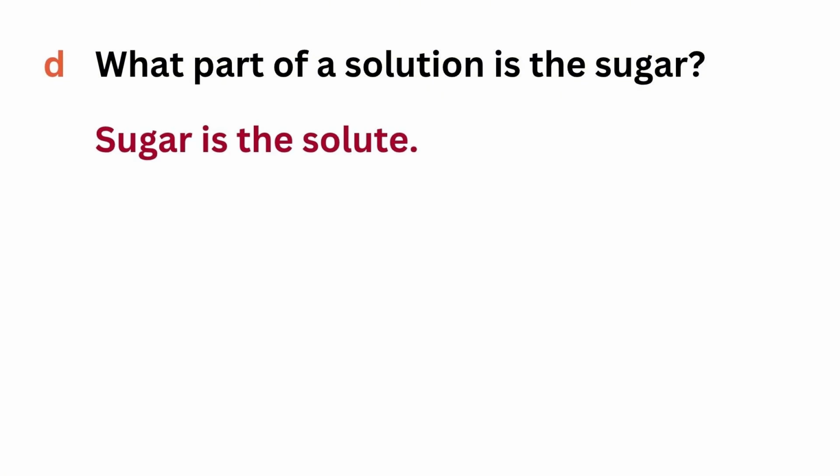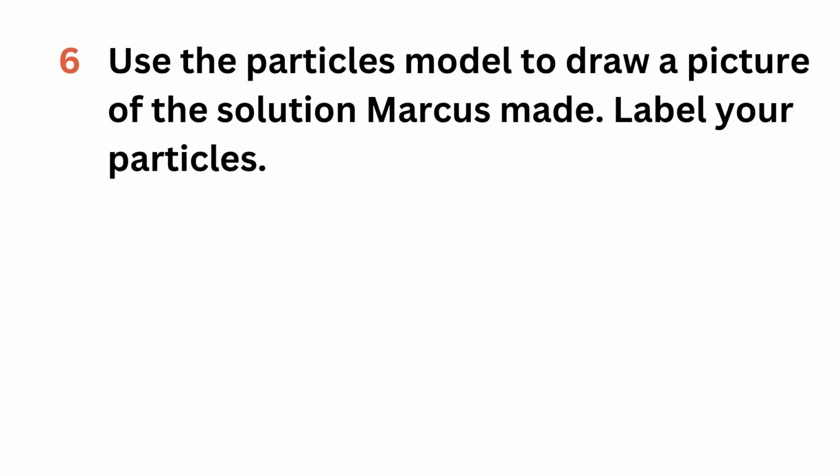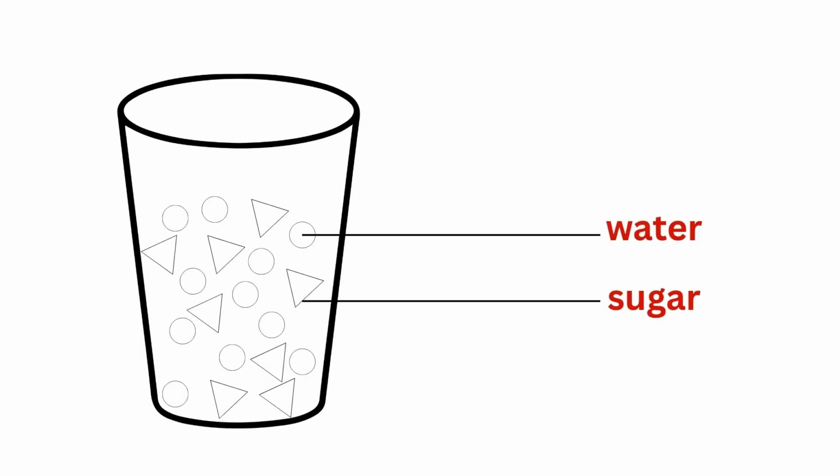Sugar is a solute. Water and sugar are made out of many tiny particles. We can represent the particles of water and sugar in a model like this. The circle shapes are particles of water and the triangle shapes are the particles of sugar. Question 6. Use the particles model to draw a picture of the solution Marcus made. Label your particles. So this is a picture of the solution Marcus made.